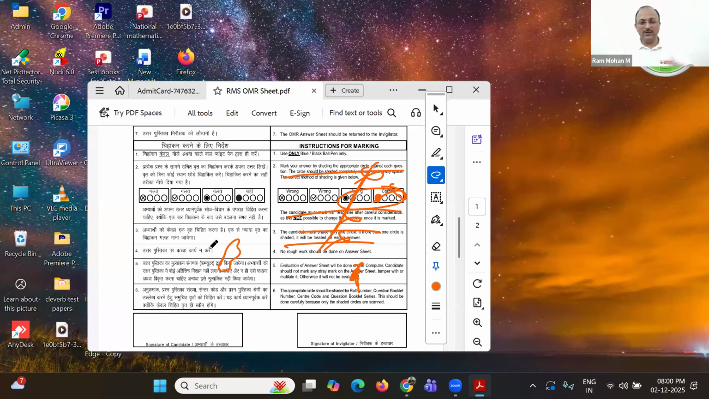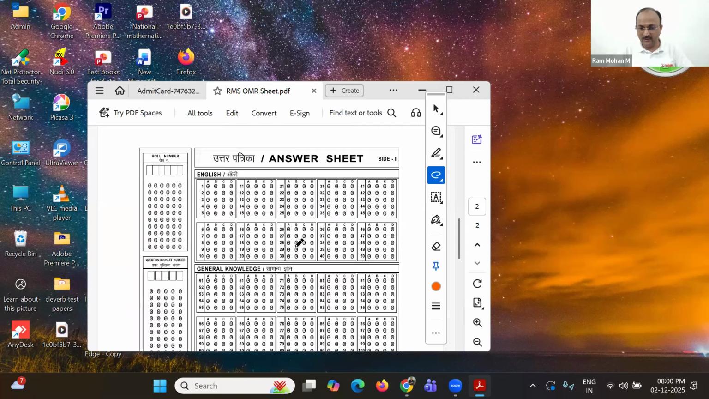Whatever happens, leave it there and go for answering the next questions. Okay. The appropriate circle should be shaded for the roll number and question booklet. This I'm going to show on the second side. Now let us come here. What we have to do in this?